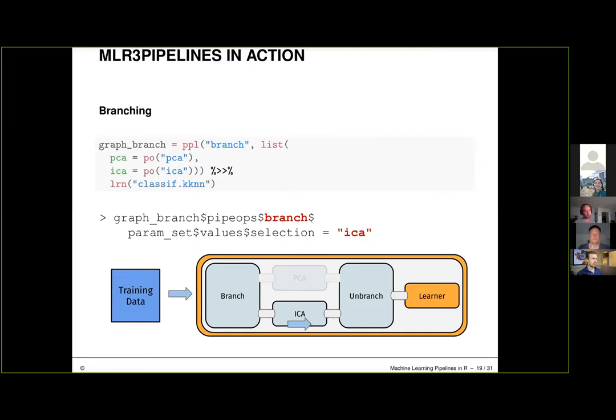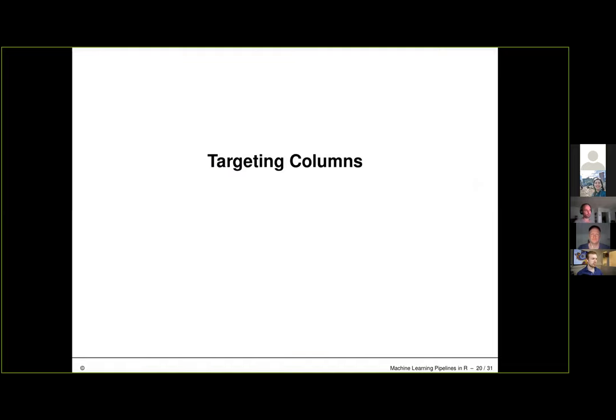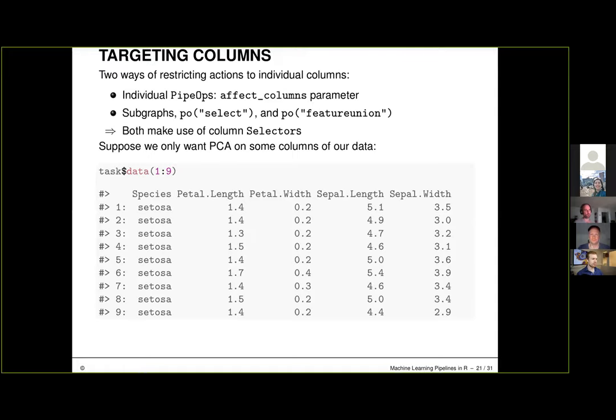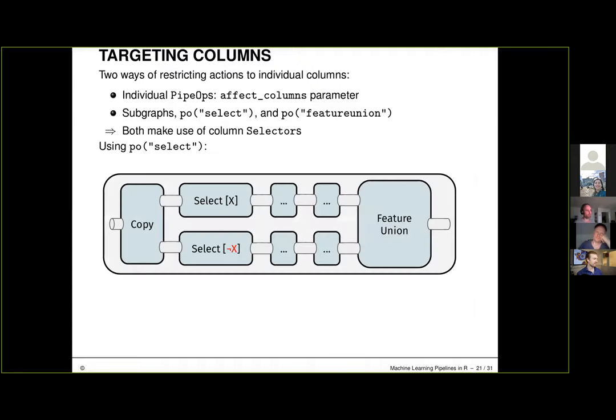And I have a gallery post online that describes this in a bit more detail than I can do here in this talk. I will skip some stuff now, which shows how you can actually target specific columns with pipe operators. So every pipe operator can be restricted to certain column subsets. For example, by using patterns of IDs for columns, or saying, I only want to apply this to real valued columns, only to factor columns, that's all possible. And it's very simple.